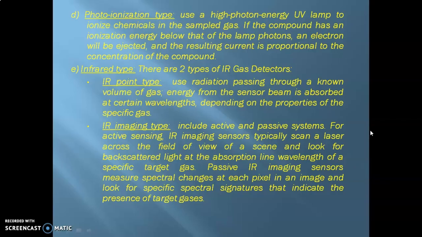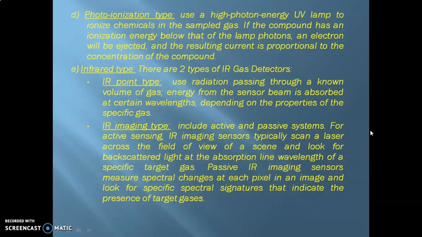Now these are the type of gas detectors that use the radiation passing through an unknown volume of gas, and energy from the sensor beam is absorbed at certain wavelengths depending on the properties of the specific gas. So what this means is that basically they use the radiation that is passing through a certain or known volume of the gas.